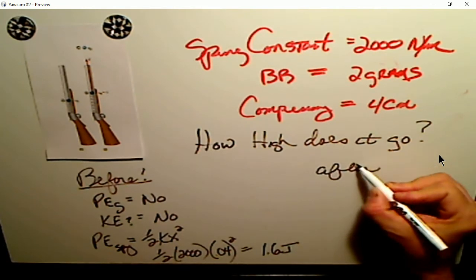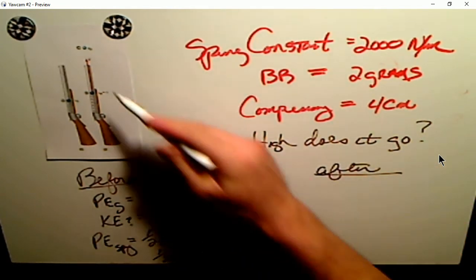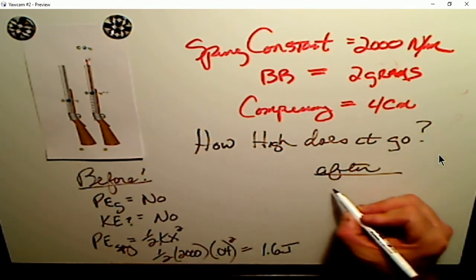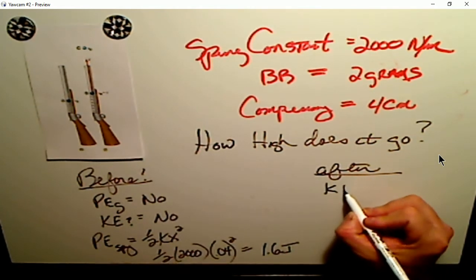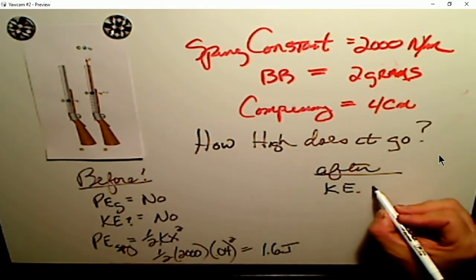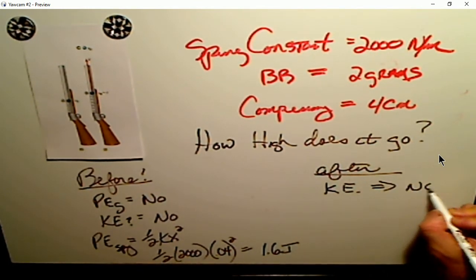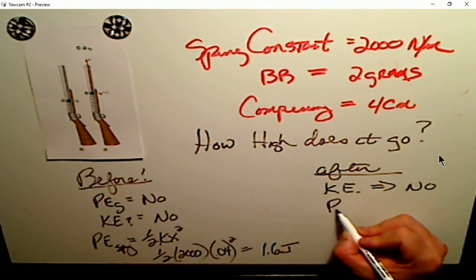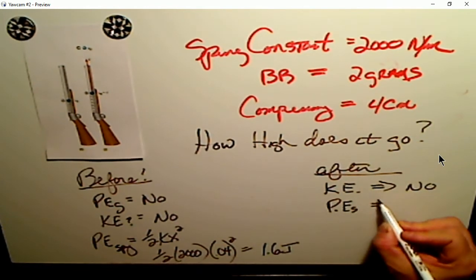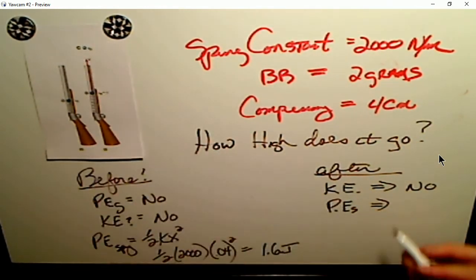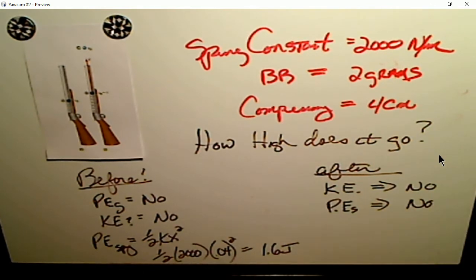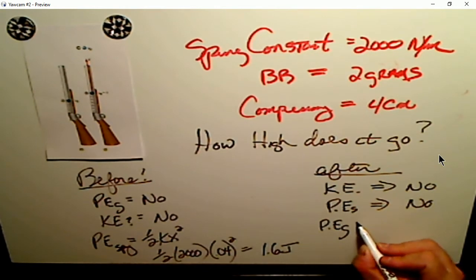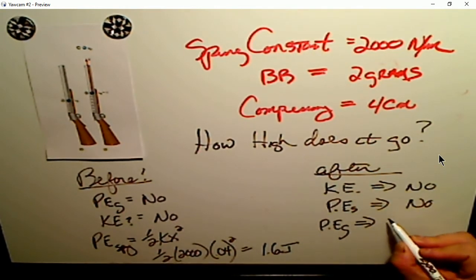After, when it reaches the very top at point C, do we have any kinetic energy? Well, at the very top, its velocity is equal to 0, so no. Do we have any potential energy due to spring? No, the spring is totally out of the picture when the ball's up there. Do we have any potential energy due to gravity? Yes. That is mgy.